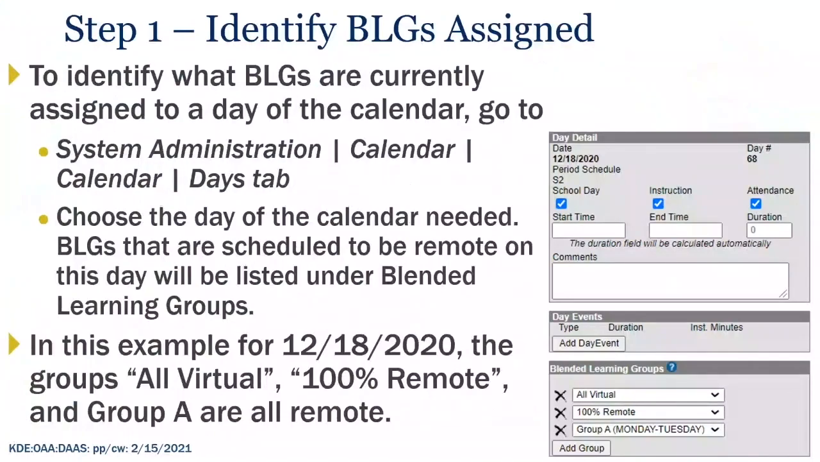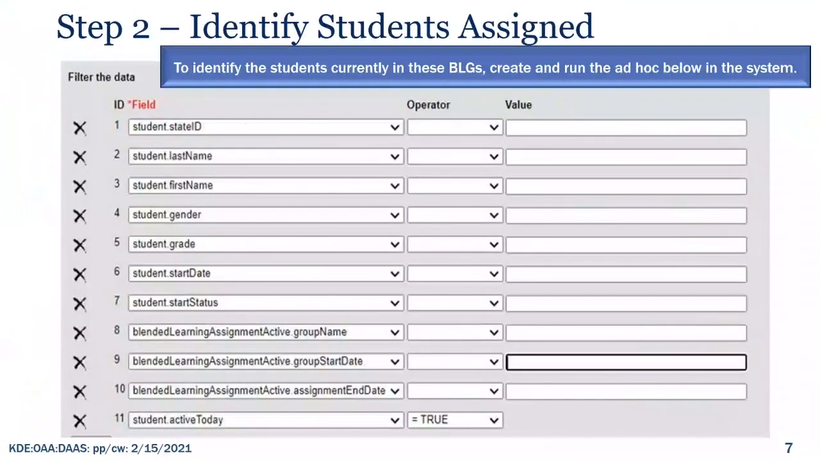The groups are all virtual, 100% remote, and Group A, Monday, Tuesday. Remember, the group names are decided locally, and for the meaning of why certain students are in one group and not another, please speak with your DPP. The second step is to choose the fields listed on the screen and run the report. For assistance with creating or running an ad hoc report in IC, please reach out to your DPP or your CASES point of contact.